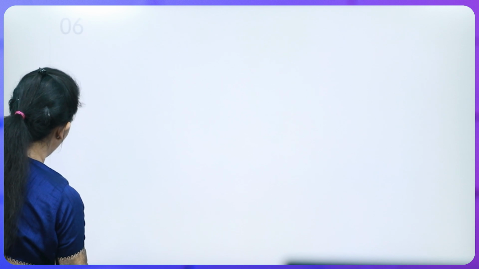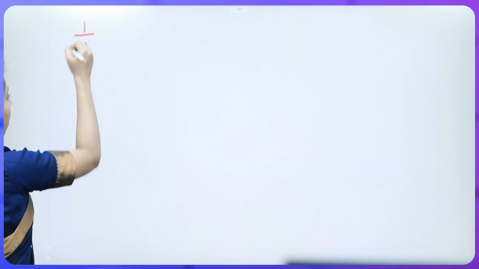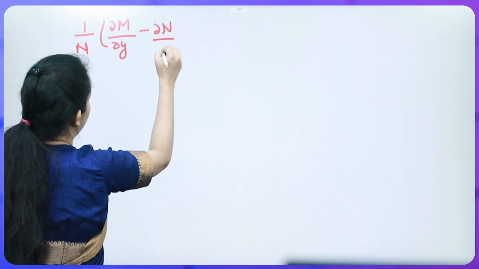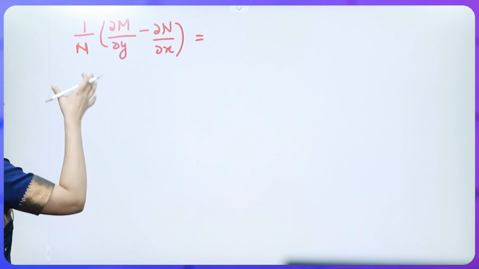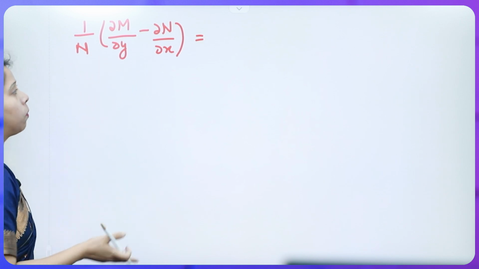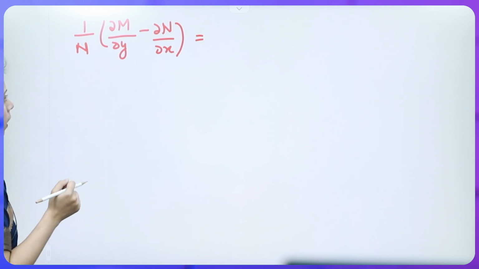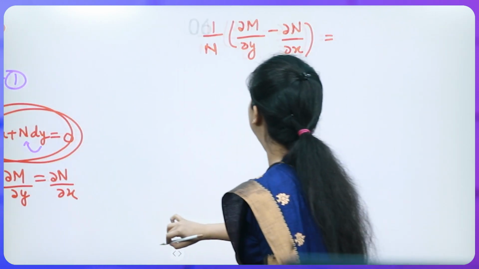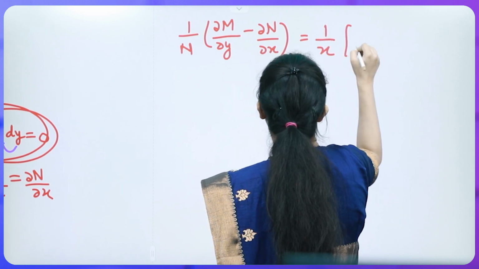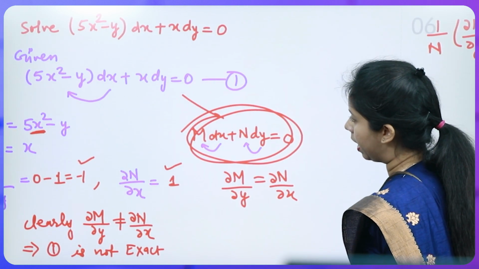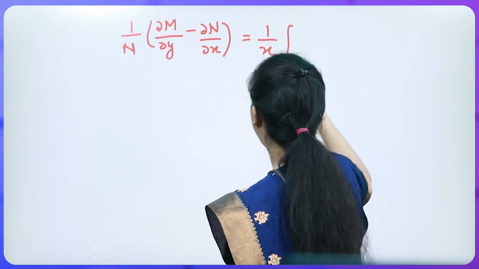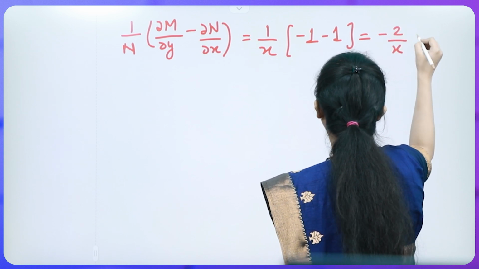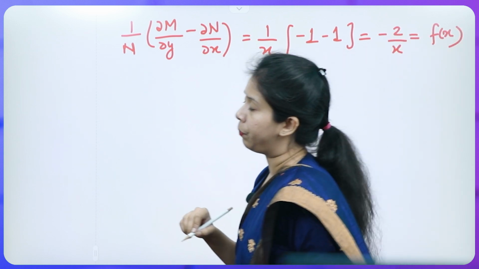So, here we are using rule number 3, and for which we have to find the value of 1 upon n into del m upon del y minus del n upon del x. So, now we will calculate the value, and if the result is only a function of x, then we will proceed further to find the value of the integrating factor. So, what is 1 upon n? So, what is n? Basically n is x. So, we will substitute the value. This is 1 upon x. The value of del m upon del y is minus 1, and that of del n upon del x is plus 1. So, minus 1 minus 1, here we have minus 2 upon x, which is clearly a function of x.